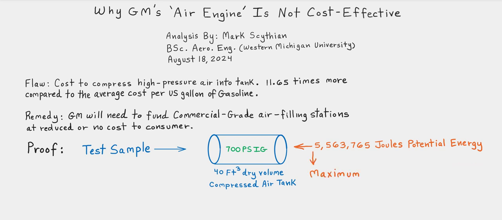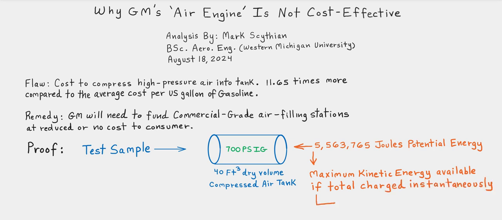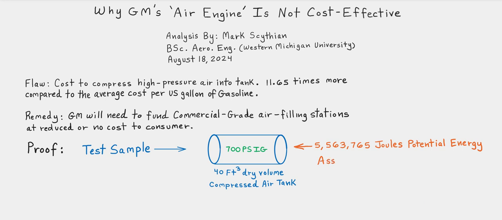So this will be our test sample to compute the cost per joule across compressed air versus gasoline. So the maximum kinetic energy available, if total charge is instantaneously released, is equal to the potential energy. So this obeys the conservation of energy. Energy cannot be created or destroyed, but only changed in form.